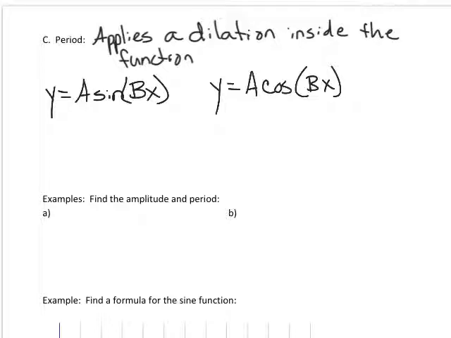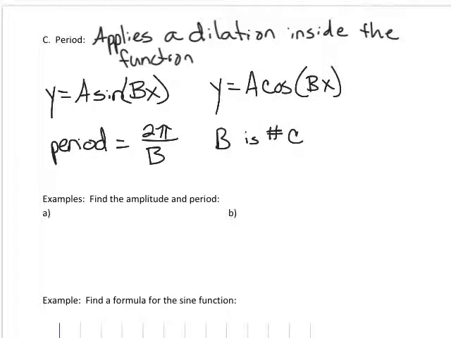Here's how the period length is defined. For either sine or cosine, we know the standard sine or cosine curve completes 1 cycle in 2 pi radians, or 360 degrees. So the period length is going to be 2 pi divided by the coefficient in front of the x, the B value. So the B is really the number of cycles in 2 pi.